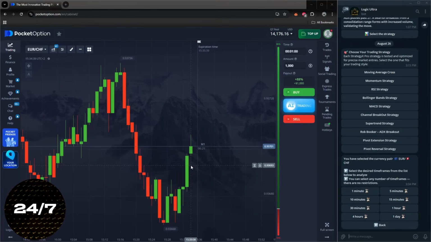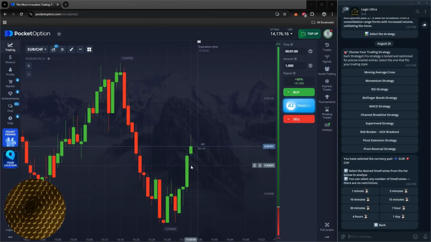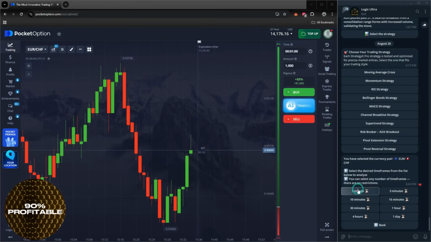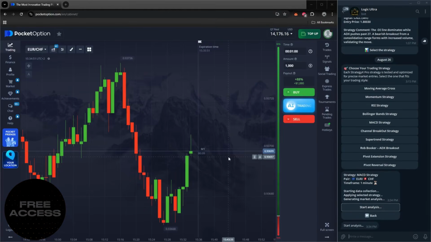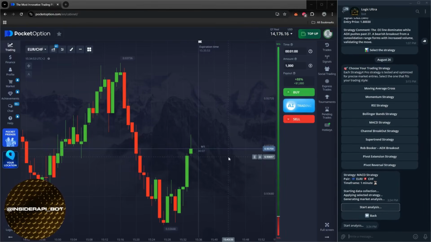The robot will automatically adjust the strategy settings to the time frame that you select. So we're going to go with 1 minute. So let's go and click it, and now all we need to do is simply press start analysis and be ready to place our trade. Super simple trading strategy, super simple trading robot.